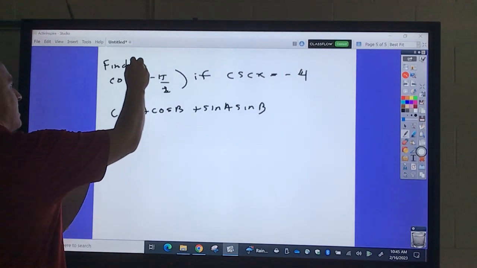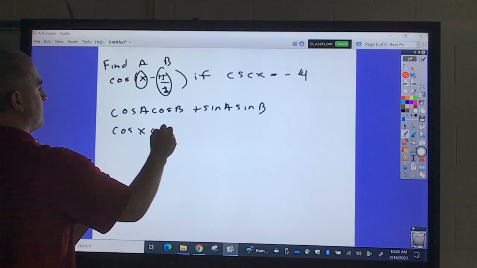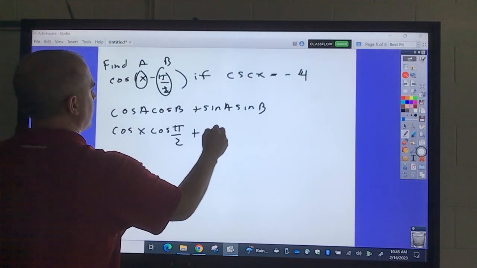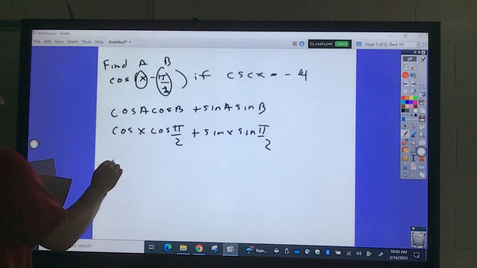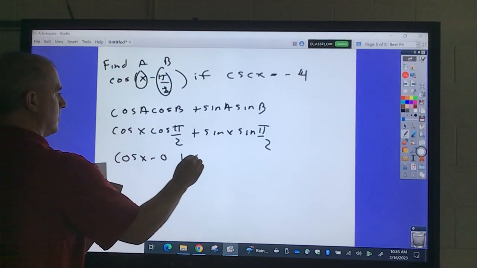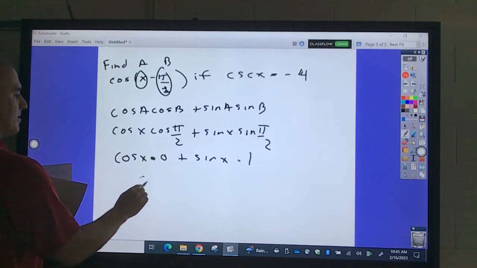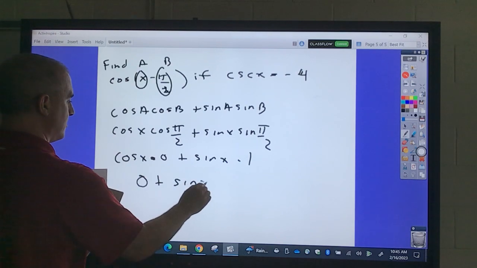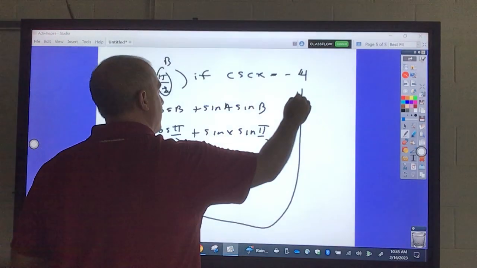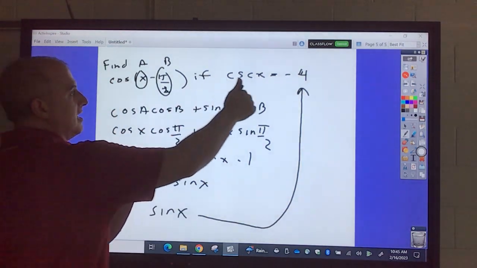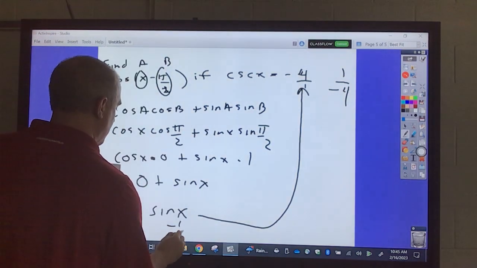All right, this is my A, this is my B. Okay, so cosine x, cosine pi over 2, plus sine of x, sine of pi over 2. This from the axis point would be 0. This from the axis point would be 1. 0 times cosine is 0, 1 times sine is sine, 0 plus sine is sine. Then I look up here. Now, what's the relationship with cosecant and sine? Well, it should be flipped. So that would be negative 1/4.